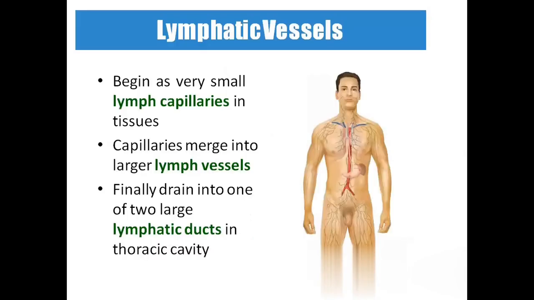The lymphatic vessels start as very small vessels, which we call lymph capillaries. All the small capillaries will merge to form lymphatic vessels, and finally will drain into a larger tube, which we call lymphatic ducts. Finally, that will end in the thoracic cavity, and drain into the inferior vena cava.